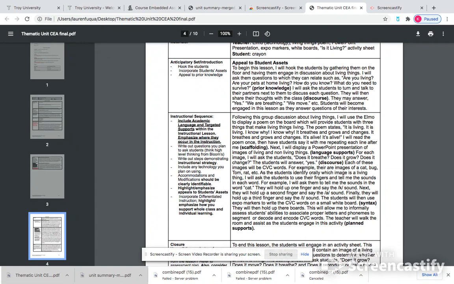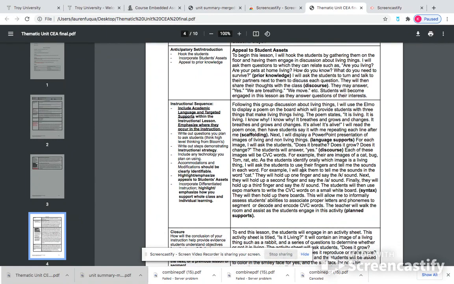Following that discussion, we will start talking about living things. Day 1 of this unit is all about living things. That is when I'll introduce the first poem called It Is Living. The poem states, it is living, I know why, it breathes and it grows and changes, it's alive, it's alive. So I'll read the poem once and then have the students say it with me, repeating each line.